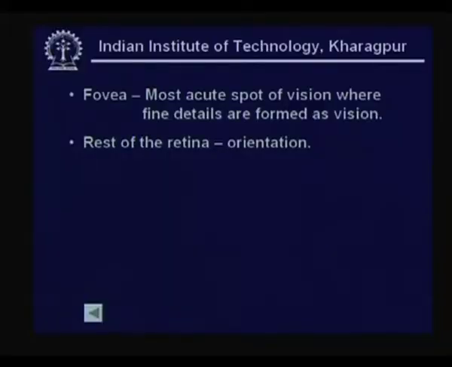Fovea is the most acute spot, as already told. Fine details are formed there for observation, and the rest of the retina essentially takes care of orientation and communication with the brain. In fact, I said earlier also, the seeing is done through the brain, though the optical light is collected through the iris, lens, retina system, but the feeling of the image formed there is with the help of the brain, and this communication is done through optic nerves.